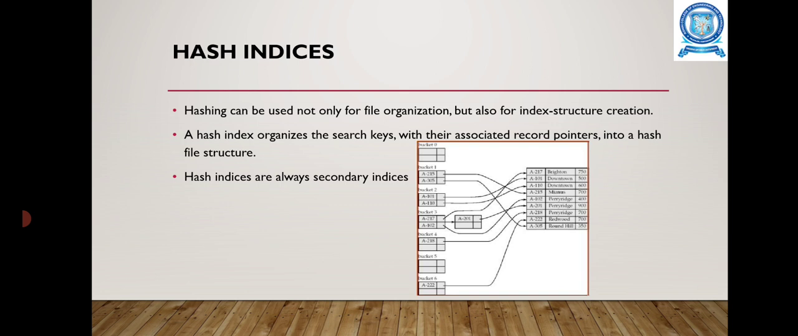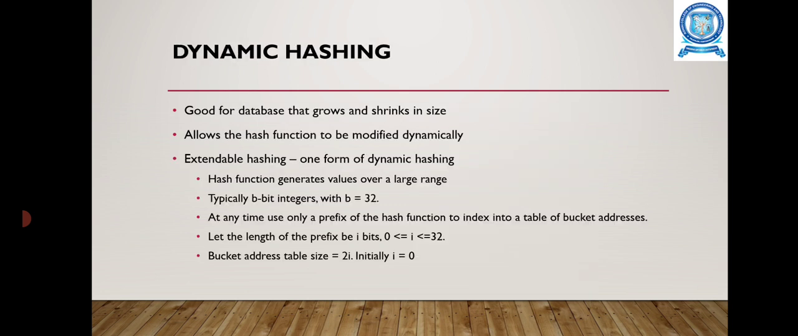Next one is hash indexes. Hashing can be used not only for file organization but also for index structure creation. A hash index organizes the search keys with their associated record pointers into a hash file structure. Hash indices are always secondary indices. This is the diagrammatical representation for the hash indices, that is the buckets, and the values are stored in the indexes in this way.